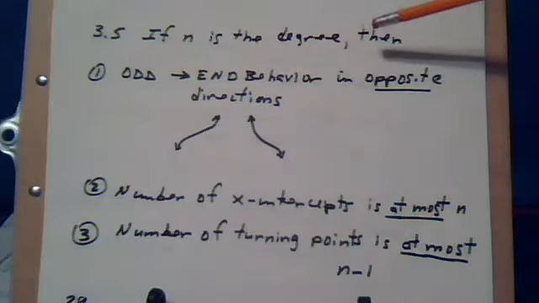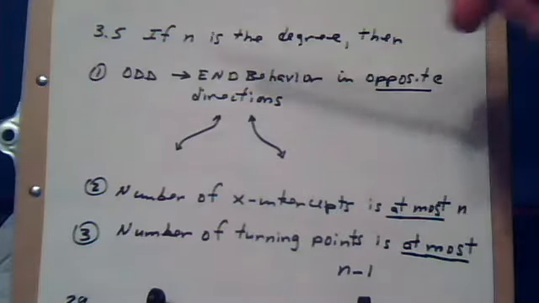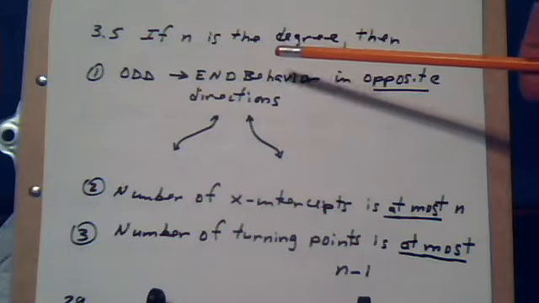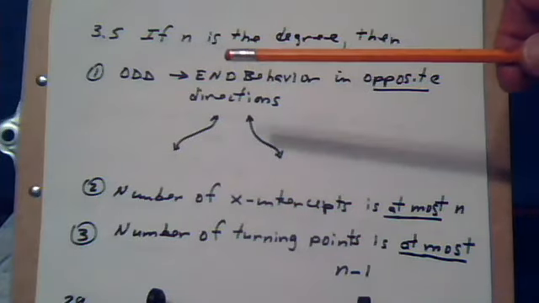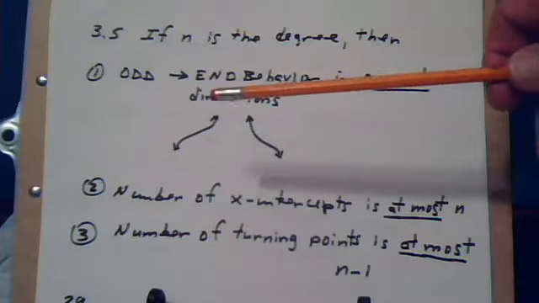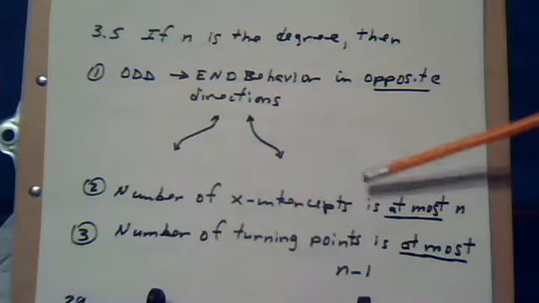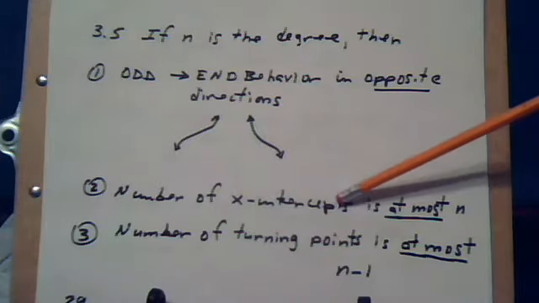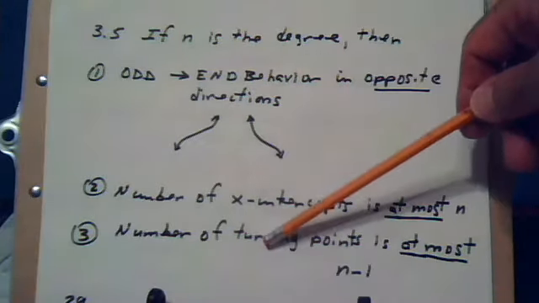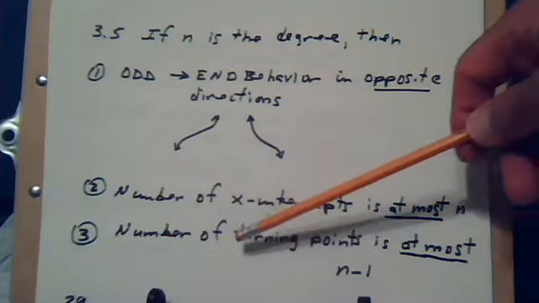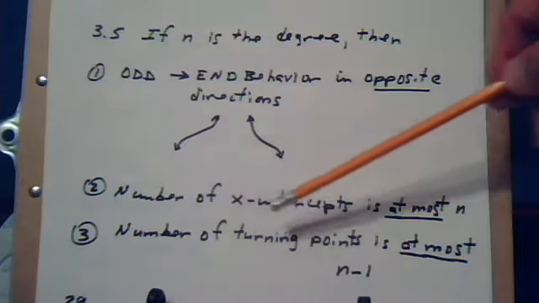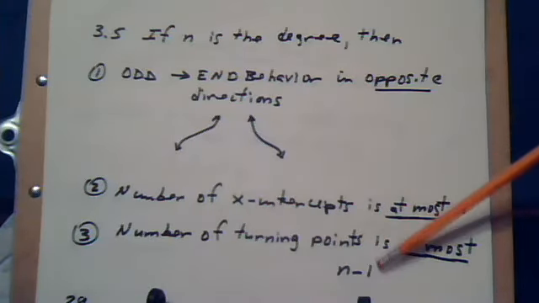If n is the degree, then if the degree is odd, the end behavior is in opposite directions. We also should know something else. Once you know the degree, this is what you could expect. The number of x-intercepts is at most n, where n is the degree. It shouldn't exceed that number. The number of turning points, which are the maxs and mins, the lows and highs, should be at most n minus 1. In other words, the number of turning points shouldn't exceed n minus 1.